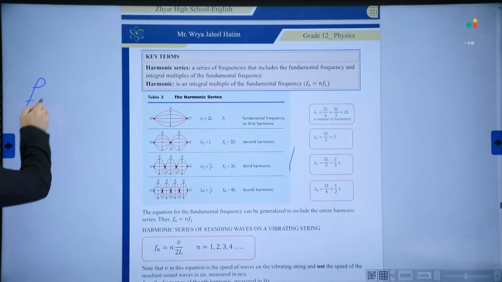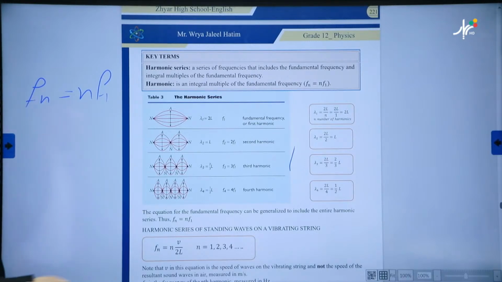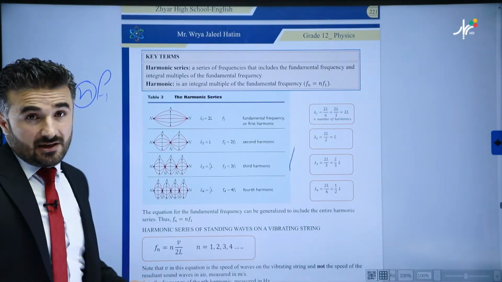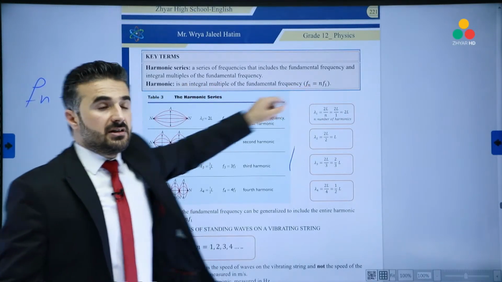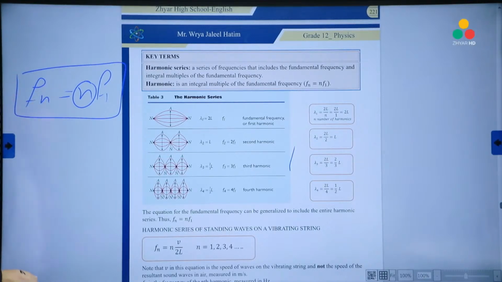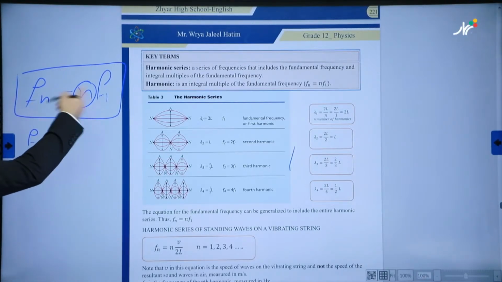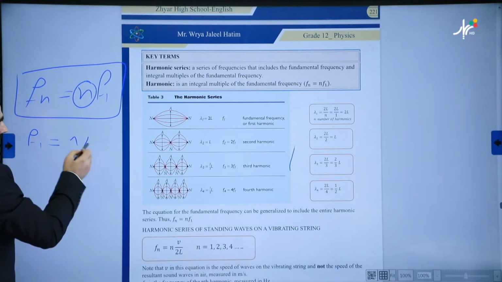Now we can have something like this: Fn equals N times F1. Of course, this N is basically the number of the harmonic. So what is a harmonic? It is an integral multiple of the fundamental. So now we have this equation here. Remember, if you want to find the first harmonic, we can say F1, an integral multiple of that. If it is the first harmonic, N in this case is going to be 1. 1 times what?